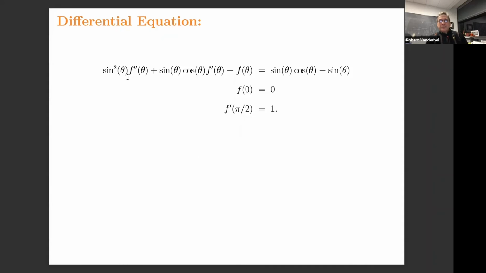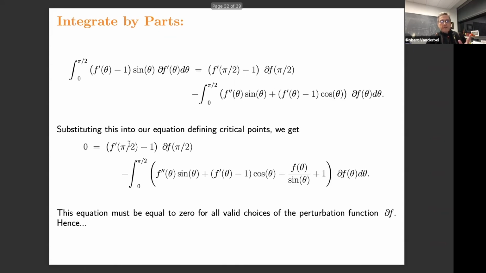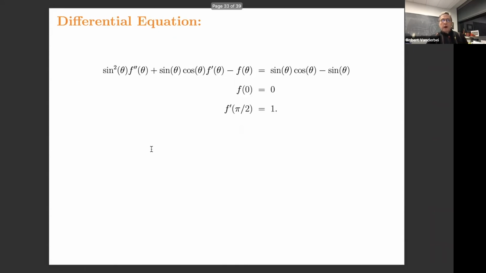And here it is, a second order differential equation involving sines and cosines. And the boundary conditions we have are that f of 0 equals 0, as you remember. And also what we just discovered a second ago is f prime of pi over 2 has to equal 1. So a second order differential equation has to have two boundary conditions. Here they are. Okay, so in some sense, we're almost done.